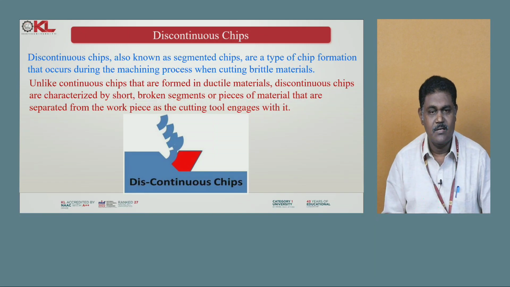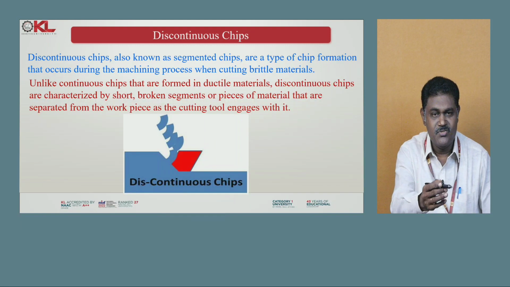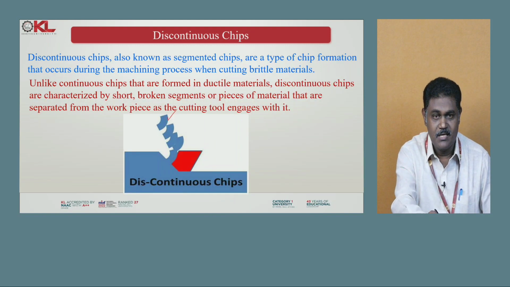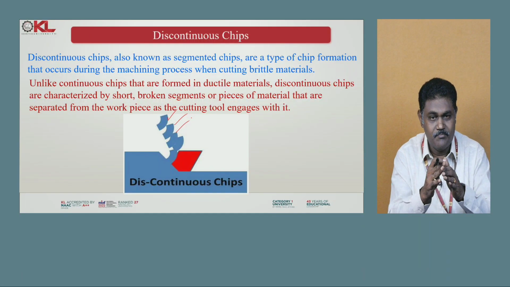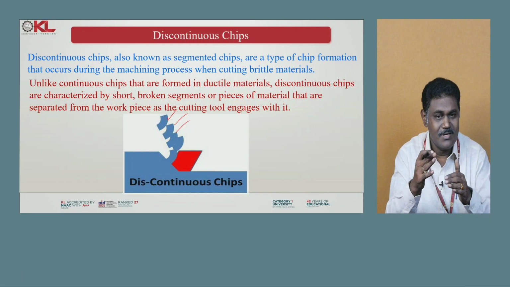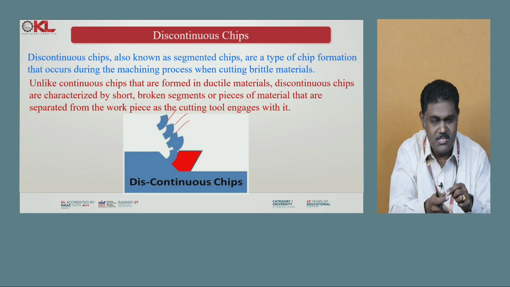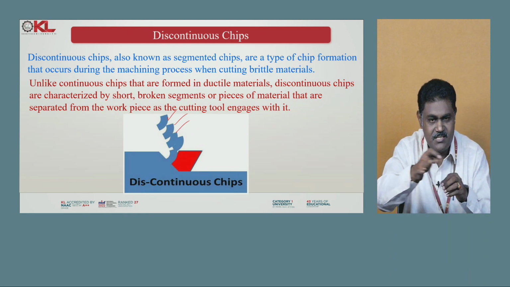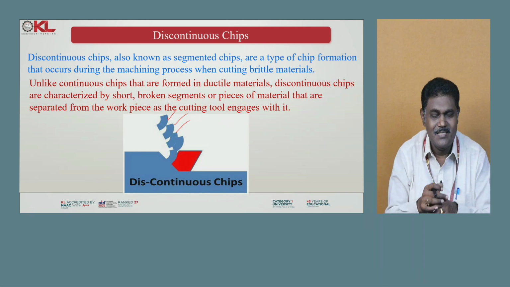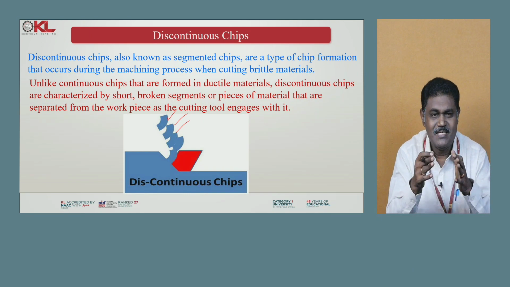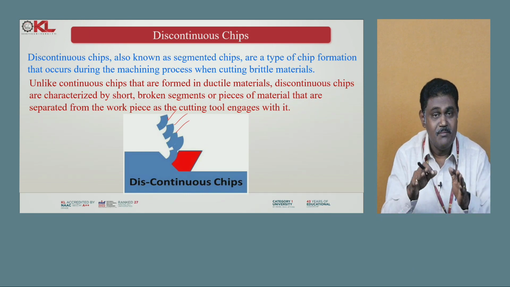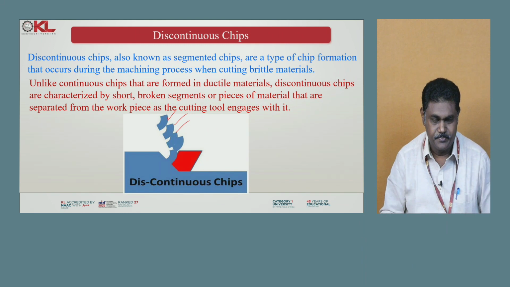Now, we can see how the discontinuous chips are forming as illustrated in the figure. Now, you can see that these chips are discontinuous. Earlier, continuous chips were coming like a ribbon. Now, once the chip reaches a certain length, it is separated. This discontinuity is mainly happening while machining brittle materials.